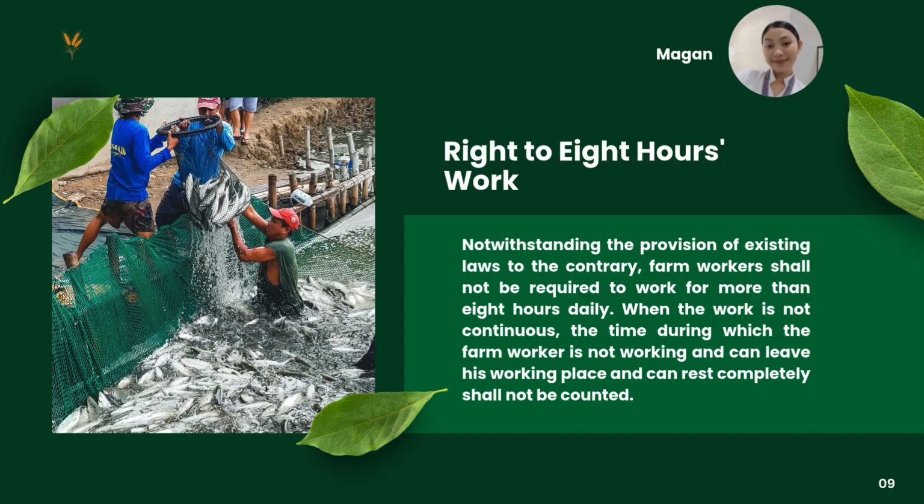The seventh one is right to 8 hours work. This means that farm workers cannot be required to work more than 8 hours a day. Time during which a worker is not working and can rest is not counted towards the 8 hours. Overtime work is permitted in emergencies, and workers must be compensated at a rate of the regular wage plus at least 25% additional pay. Employers cannot compel workers to work on Sundays and legal holidays, but if a worker agrees to work, they must be paid an additional sum of at least 25% of their daily wage.